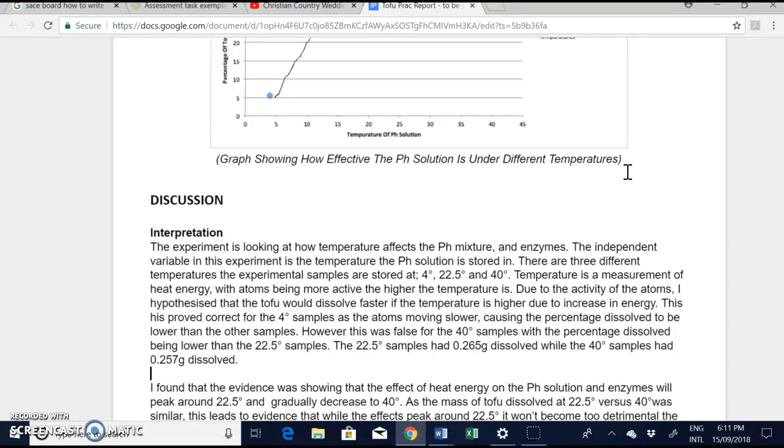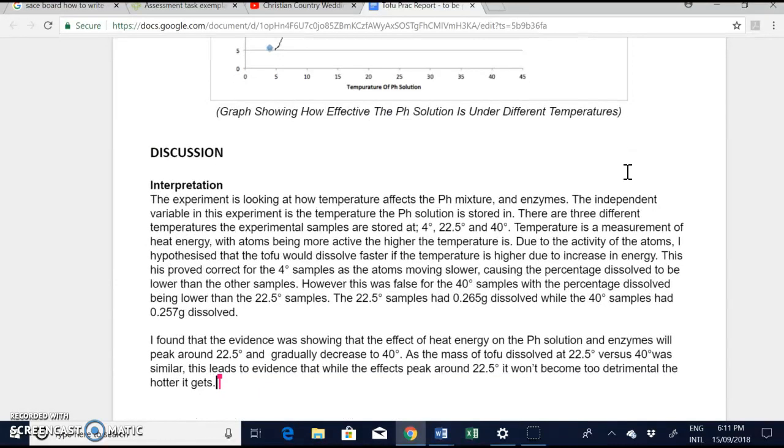Then if we move into the discussion, okay, the first thing we want to do is interpret your results with reference to science concepts. These whole 3 sentences tell you what you've done in your experiment, but tell you nothing about the science concepts, so you don't really need them. Then you move on to this, which is cool. That's a bit of science.